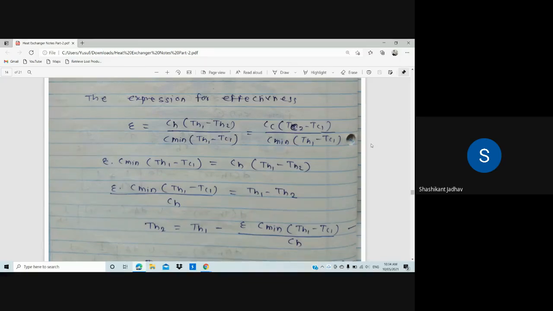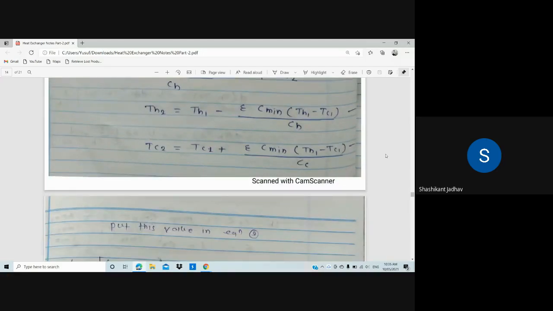Okay. So from that equation, we get the equation for the TH2. So TH2 is equal to what? TH2 is equal to TH1 minus epsilon C minimum into bracket TH1 minus TC1 divided by CH, and that is equation number 4. All of you write down, TH2 is equal to TH1 minus epsilon into C minimum into bracket TH1 minus TC1 divided by CH, and give the equation number 4.